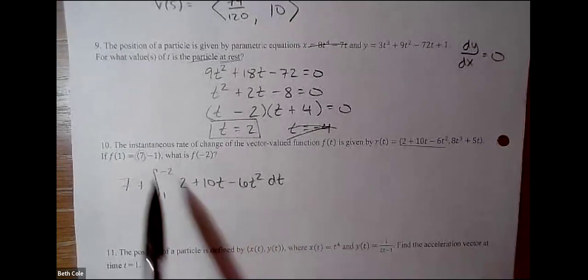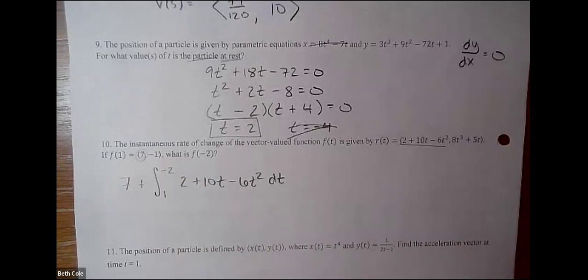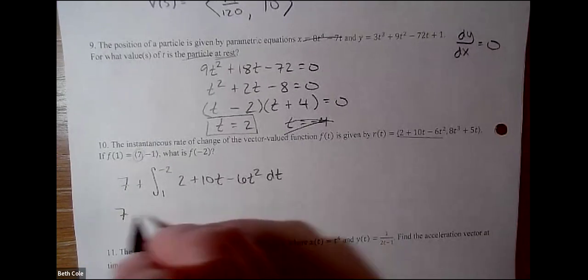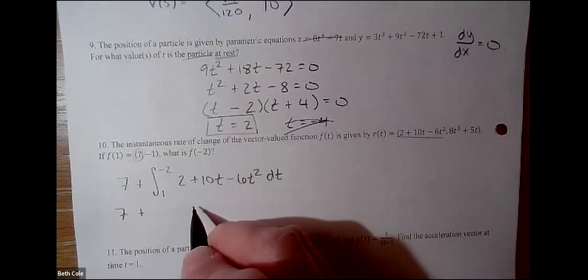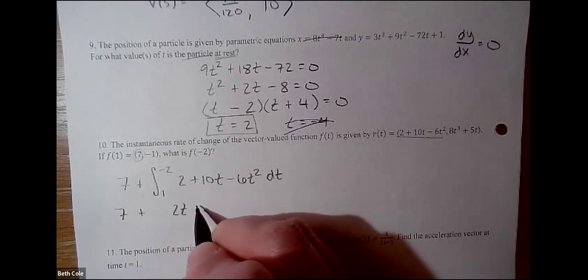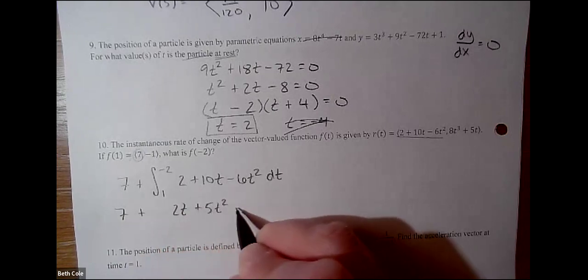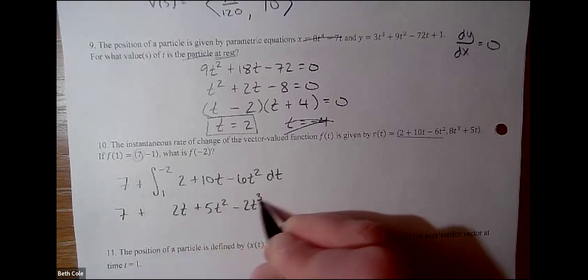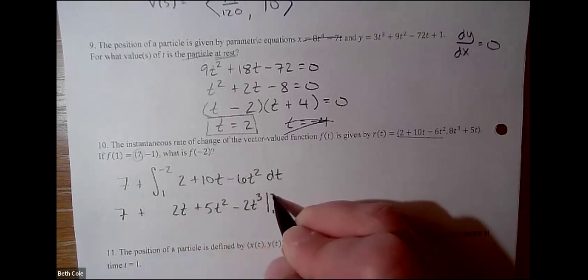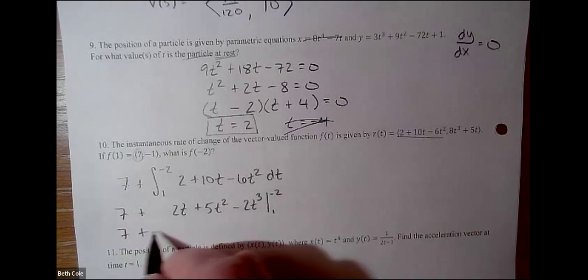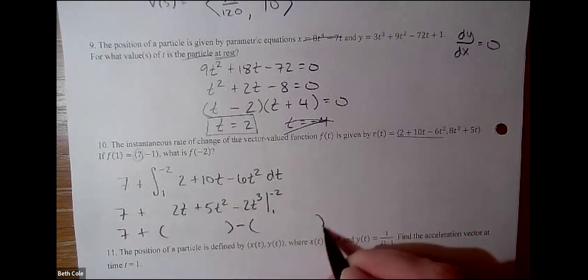And the good thing about this is I'm not even going to have to do the y one because whenever you do this, it's multiple choice. And if you just do x, you'll be able to pick your answer choice. All right, so the 7 is going to just kind of hang out there until we're finished here. We're going to do our antiderivative. So 2t plus 5t squared minus 2t cubed, such that, and then we're going to do upper minus lower.